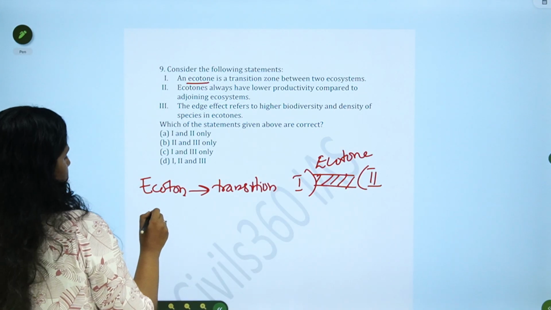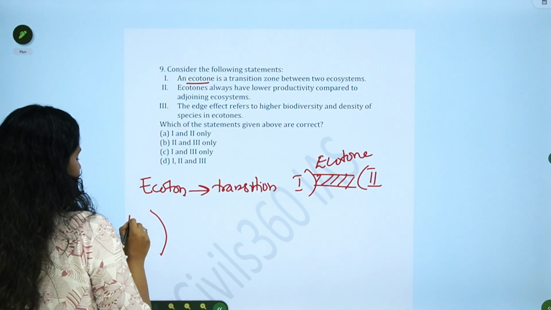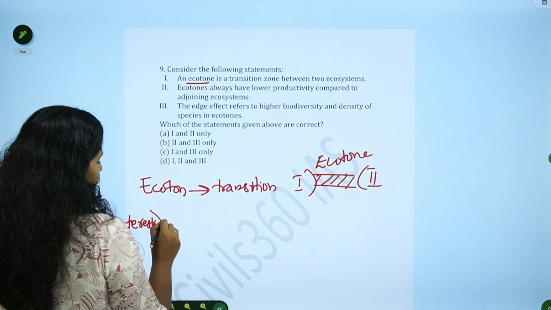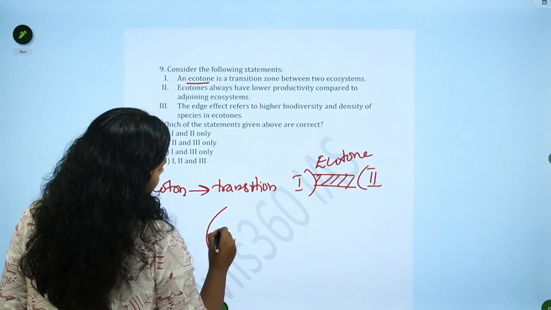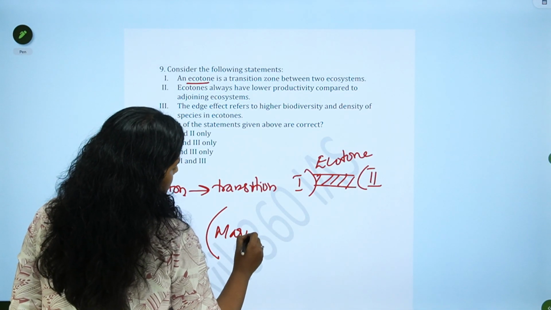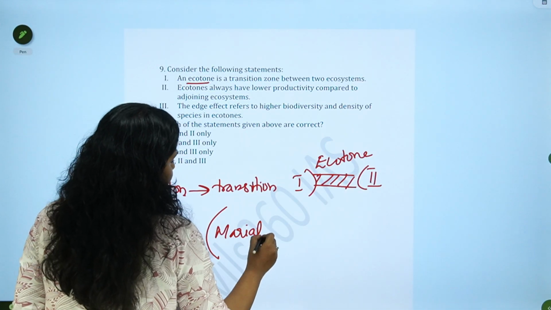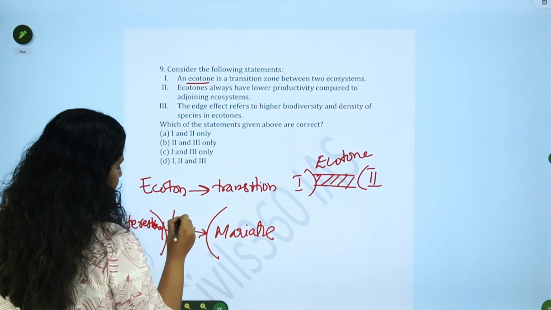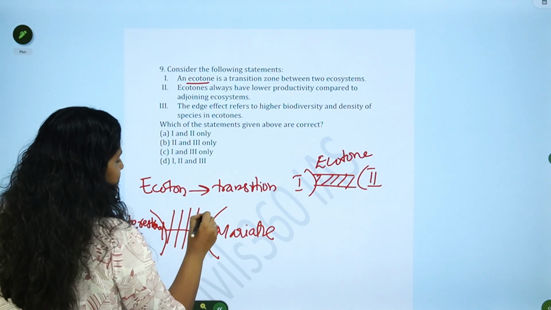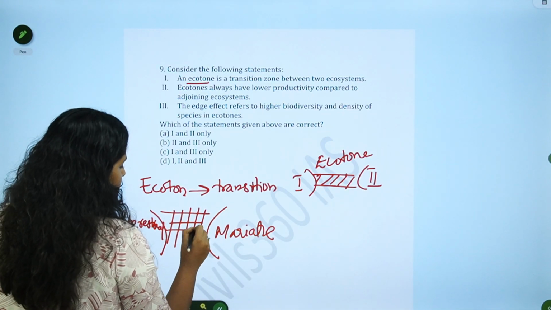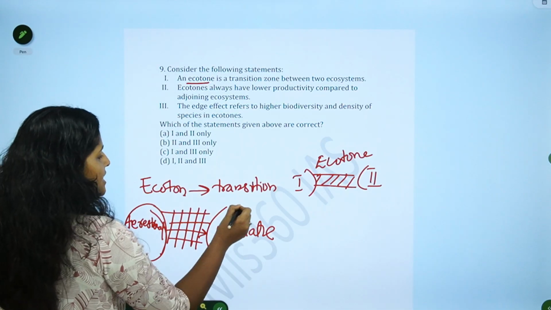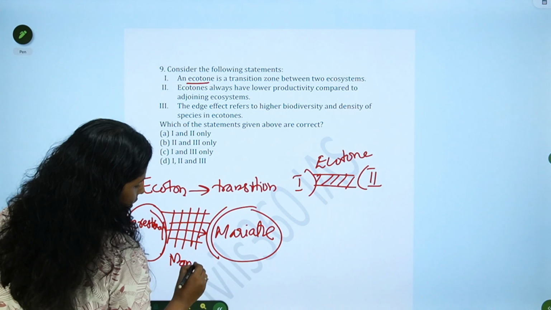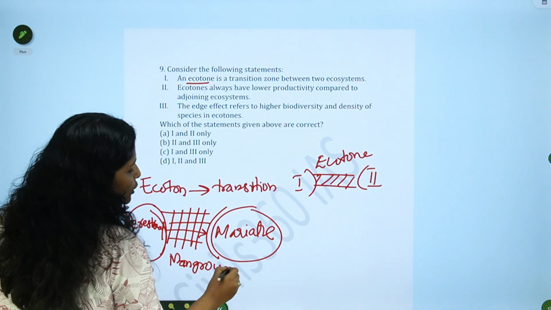Say there is a terrestrial area with some terrestrial species, and there is a marine area or aquatic habitat or aquatic ecosystem. It will not be a sudden change. There will be an area in between which has both the characteristics of this terrestrial ecosystem as well as this marine ecosystem, and that is what is called mangroves. So mangroves is an ecotone.